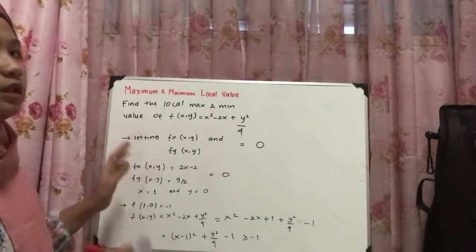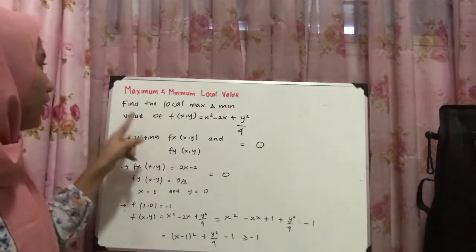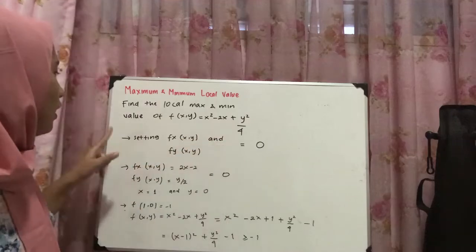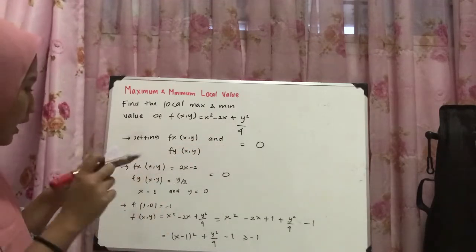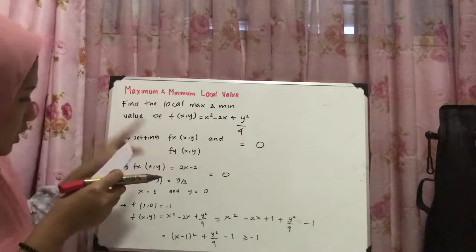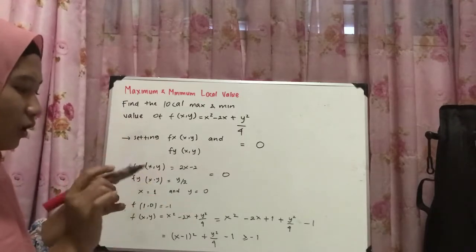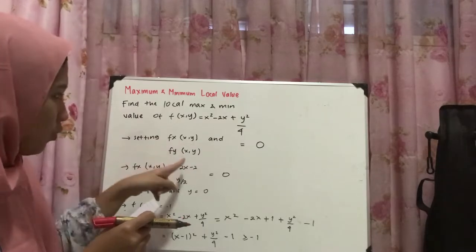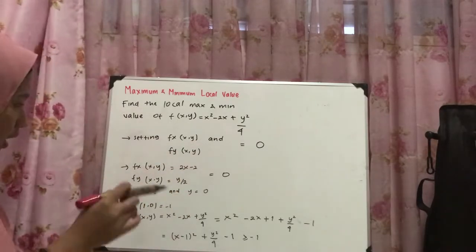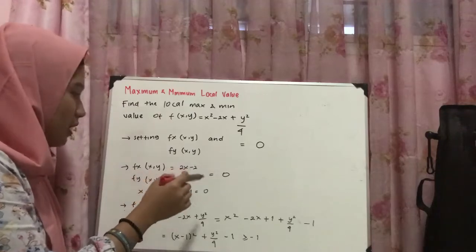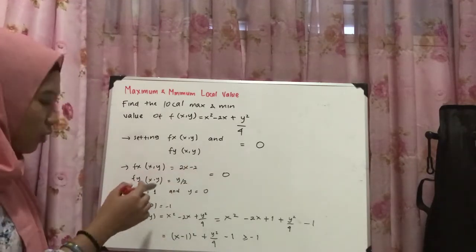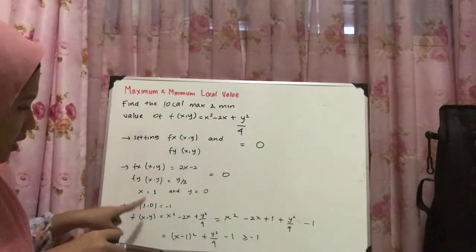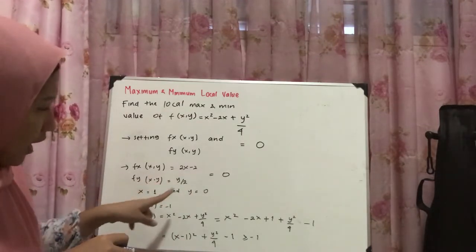So this is the example. Find the local maximum and minimum value of function f(x, y). First of all, the given function can be differentiated along the whole xy plane. So the only critical points are obtained by setting f_x and f_y equal to 0. However, f_x equals 2x minus 2 and f_y equals y over 2, equal to 0. It only happens when x is 1 and y is 0.